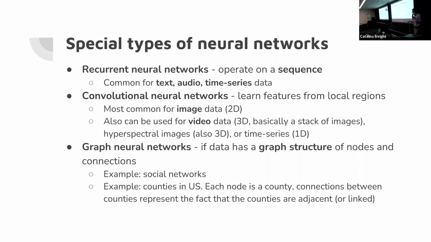And then a more specialized form that I'll discuss today is called graph neural networks. It's useful if the data has a graph structure of nodes and connections. An obvious example is social networks. An example that we'll use today is counties in the US, where each node is a county, and the connections between counties represent the fact that these counties are adjacent or somehow linked.